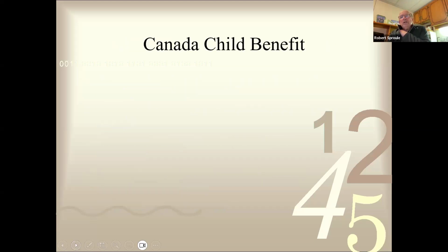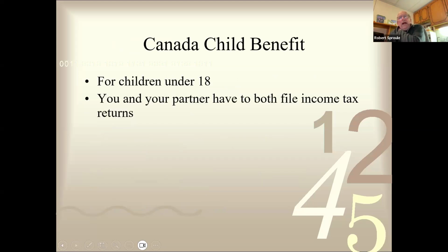And next, the Canada Child Benefit. If you have a child under the age of 18, you and your partner can apply for this credit. As I mentioned earlier, both you and your partner have to file tax returns, even though either or both of you might have no taxable income. This credit is used to help offset the cost of feeding and clothing your child or children.